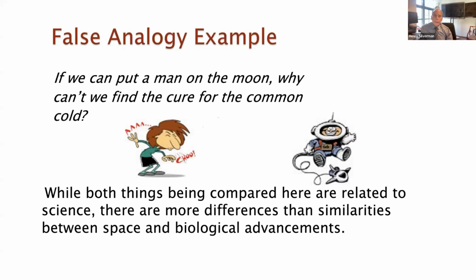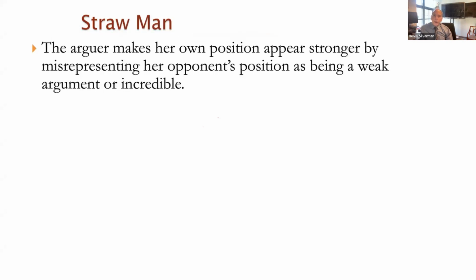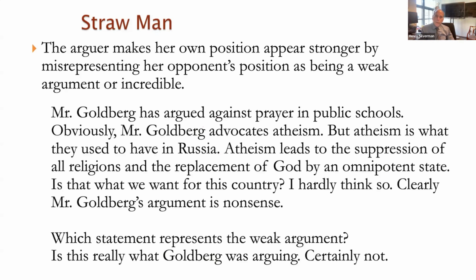A straw man. The arguer makes her own position appear stronger by misrepresenting her opponent's position as being weak or incredible. So essentially, the person is creating what we call a straw man. A straw man is someone weak, right? It's made out of straw, and you're making your argument stronger by falsely representing the opposing argument as being weak.